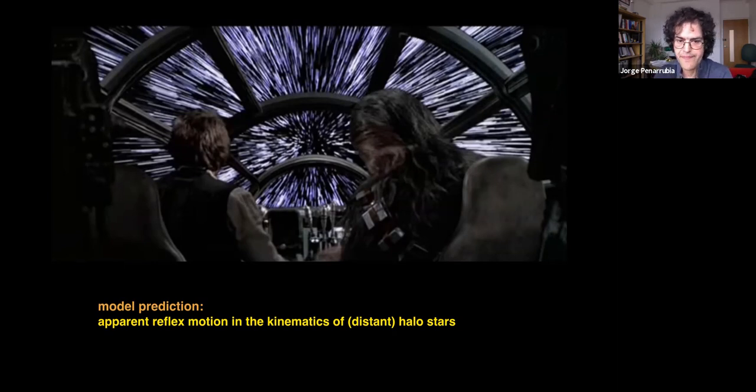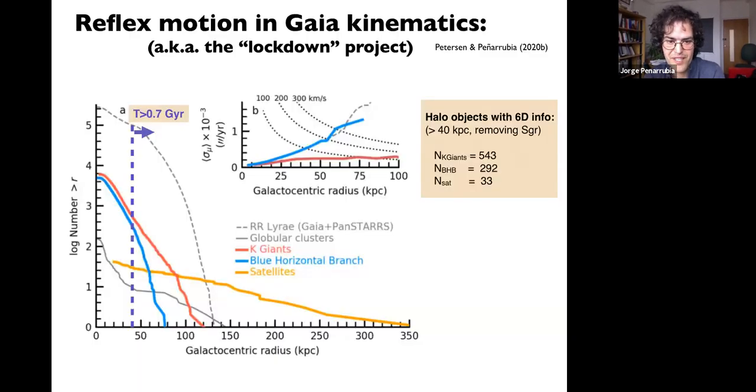We would expect this kind of reflex motion, the apparent motion of the stars in the stellar halo, due to the motion of the disk. And the effect will be very similar to what you see here in the Star Wars movie. So you would expect some apex direction here, and then as you move away from the apex, what you see is very strong tangential motions. So last year, during the first lockdown, we thought, well, what can we do best but try to measure this effect? Now we had the Gaia DR2 at the time.